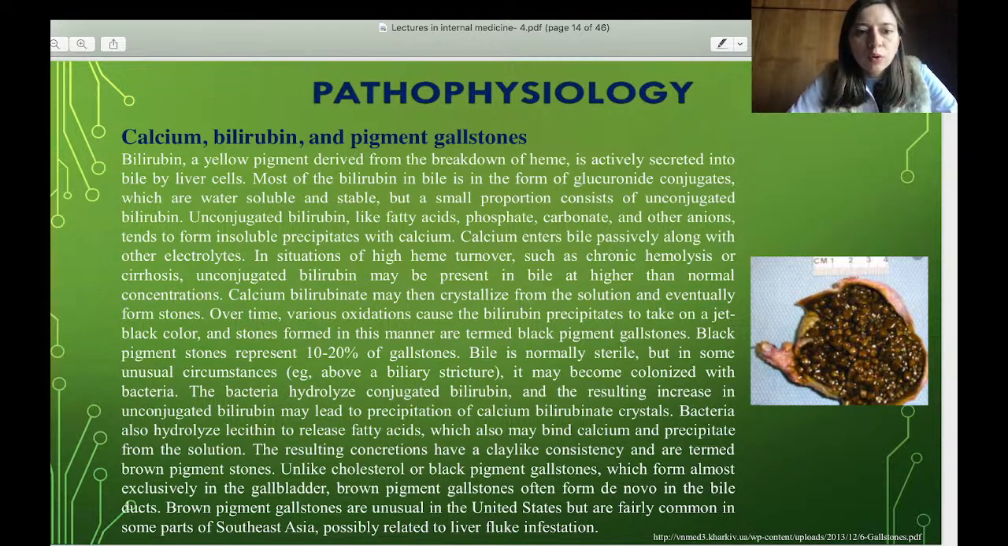Unlike cholesterol or black pigment gallstones, which form almost exclusively in the gallbladder, brown pigment gallstones often form de novo in the bile ducts.